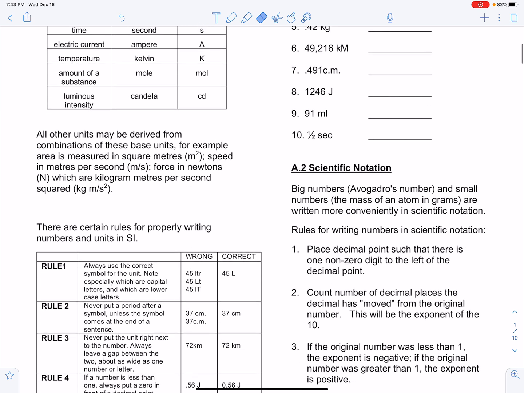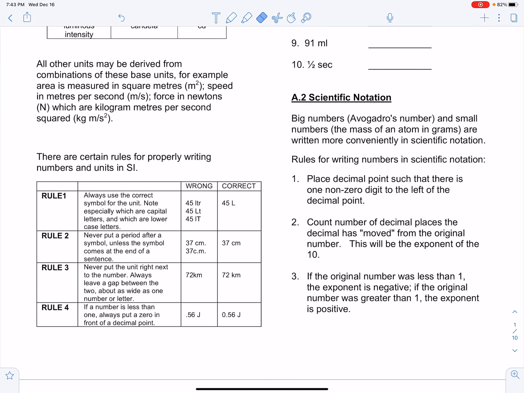When writing numbers and symbols in the SI system, there are several rules that you'll need to follow. Let's take a look at these rules now. Rule number 1. Always use the correct symbol for the unit. Note especially which are capital letters and which are lowercase letters. So 45 liters must be written using the correct symbol for the liter, which is a capital L, not a lowercase l.